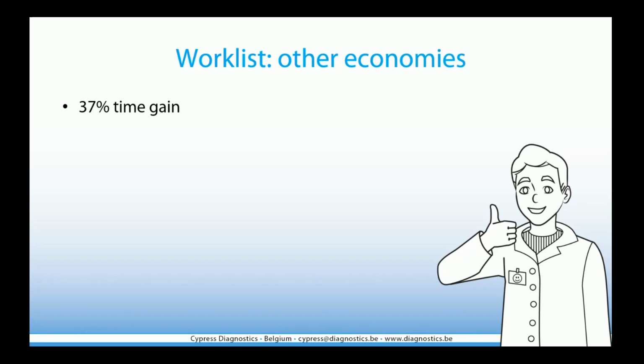With this work list, you have other economies. You have a 37% time gain. Then you also have less reagent consumption. Why is it? Because there is a better structuring of your workflow. You have less repetition, and you also have less contamination. So that also means that the reagent consumption will be less. In addition, there will be a faster quality control being done because you will have less repetition with the same level of trust that you gain.